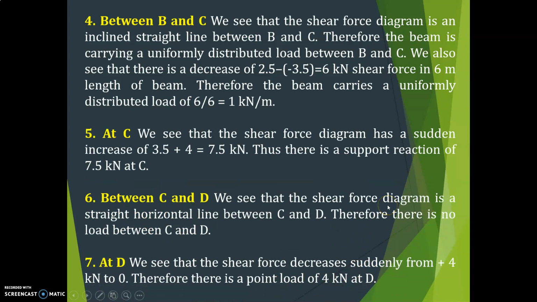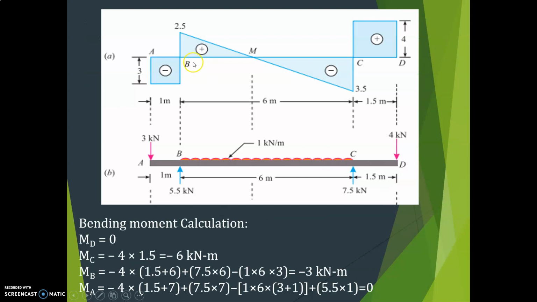Now you can draw the diagram. This is the shear force diagram, so the loading diagram is like this. At A there is a minus, left side downward, that is minus, so it has to come like this. So 3 kilonewton. Then between A and B no loading. At B it increases by 3 plus 2.5, that becomes 5.5, and it is in this direction for the support reaction.